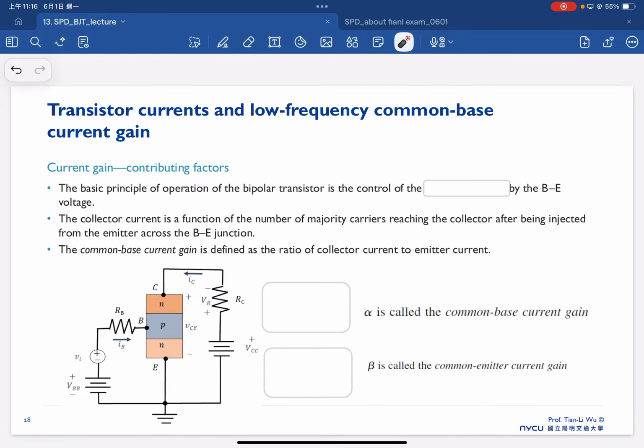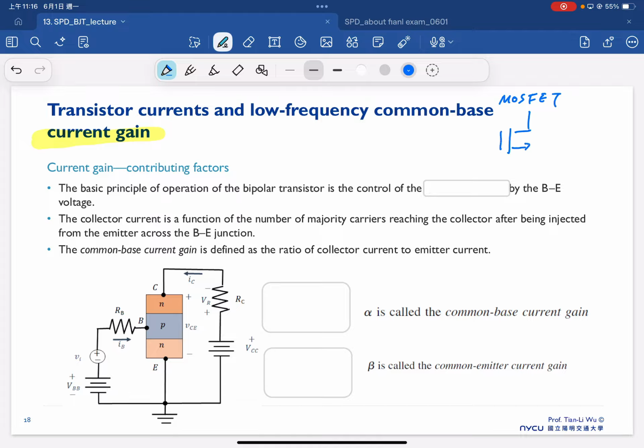So one of the very important figures of merit for the bipolar transistor is that we need to design the current gain, which we have a very similar consideration in the MOSFET. So in the MOSFET, this is a typical circuit symbol for the MOSFET, where we apply the gate bias, and then we will have the drain current.